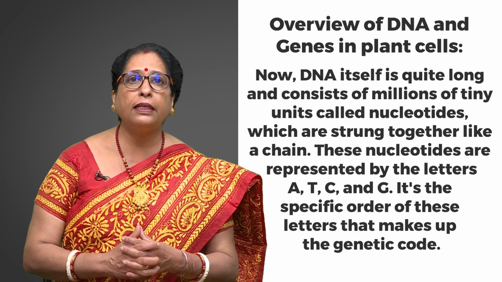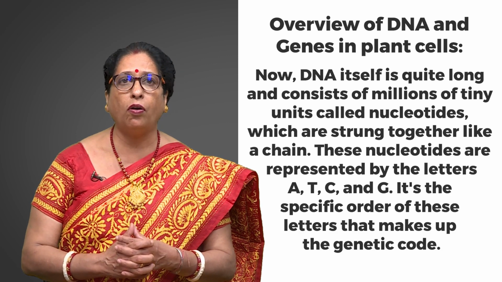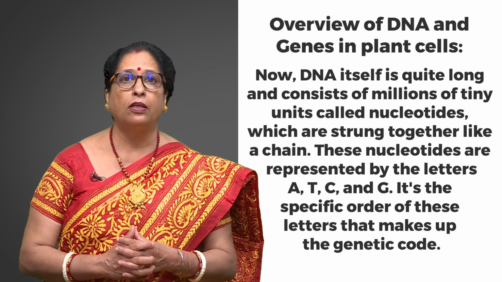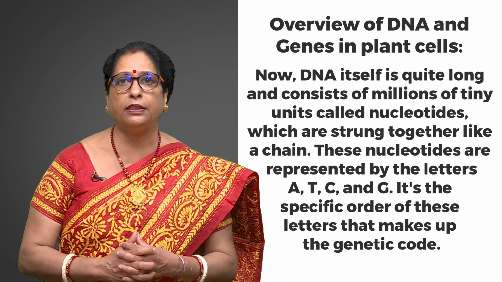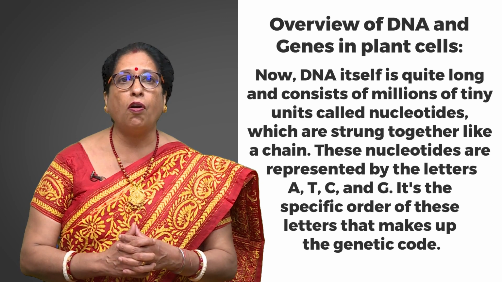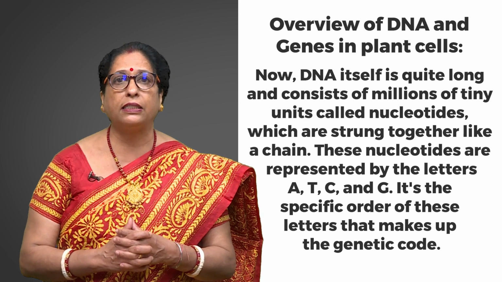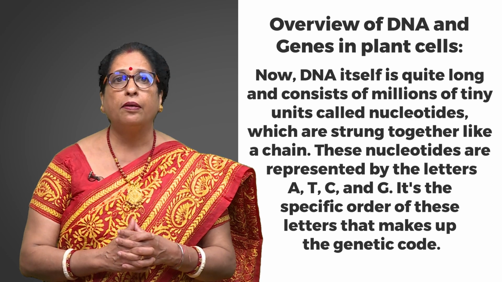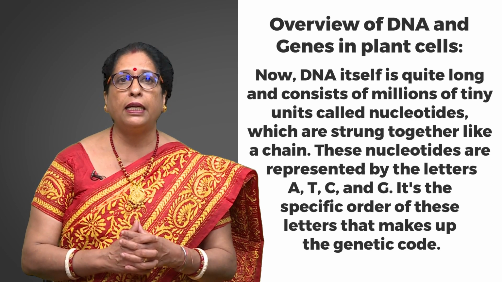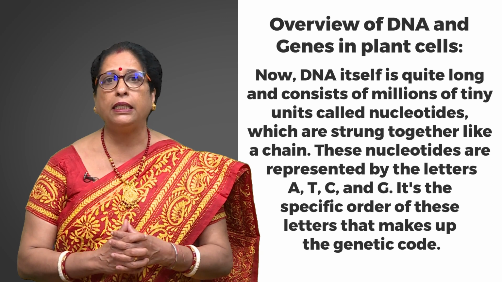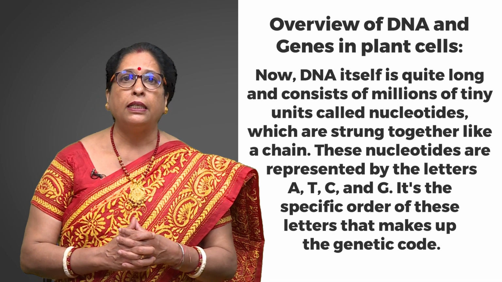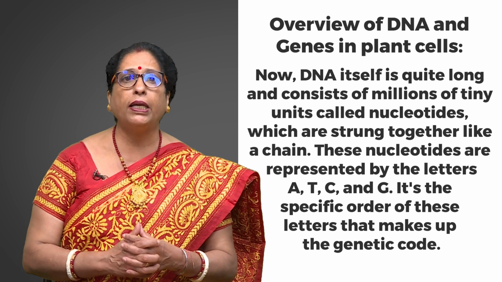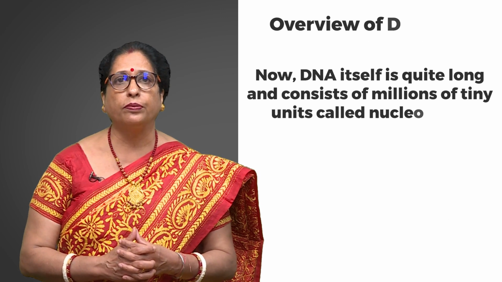Now, DNA itself is quite long and consists of millions of tiny units called nucleotides, which are strung together like a chain. These nucleotides are represented by the letters A, T, C and G. It is the specific order of these letters that makes up the genetic code.